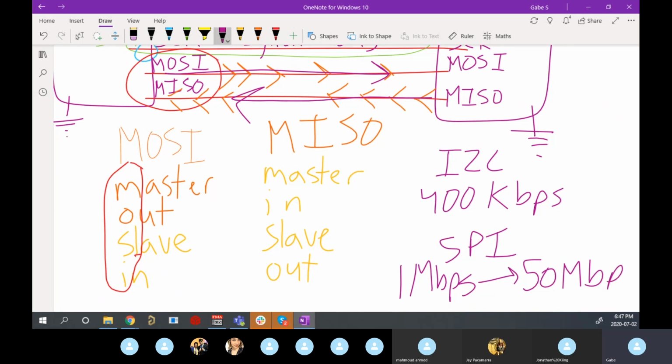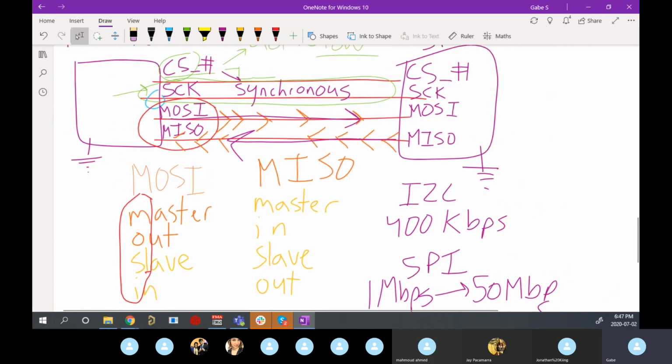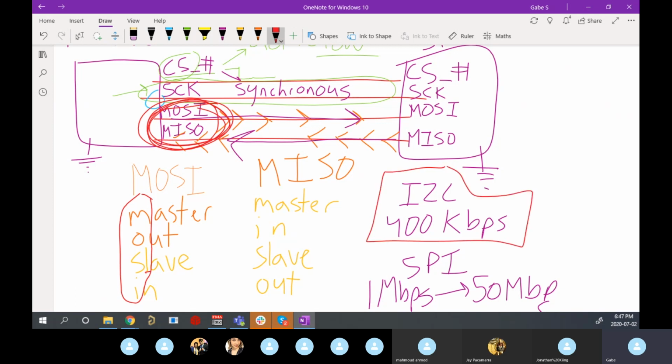So it's just crazy fast, a lot faster than some of our other ones. That's why people like it so much. But again, drawbacks, right? Everything's a trade-off. You want more speed, you need more lines. You need to have these 2 data lines instead of just 1 from I squared C. So if you want a really low pin count and you don't care too much about speed, I squared C is really nice.